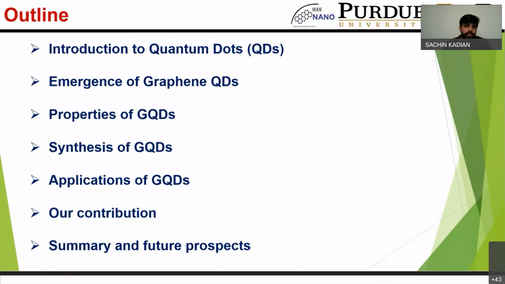So now this is the outline of my talk. Before going to graphene quantum dots, I will make all the participants familiar with quantum dots, and then I will go to graphene quantum dots, properties of graphene quantum dots, and synthesis of GQDs and their applications. Before concluding, I will discuss our contribution in this field, where we have tried to make some good GQDs and doped GQDs, and they have also been applied in several applications. So let's start with the quantum dots.